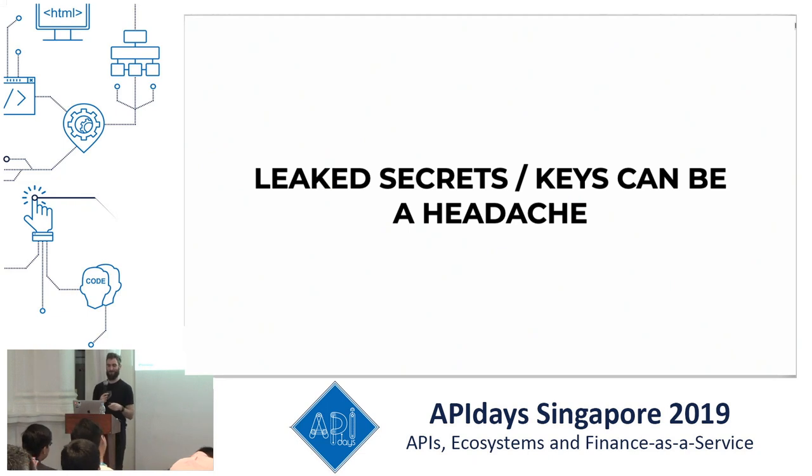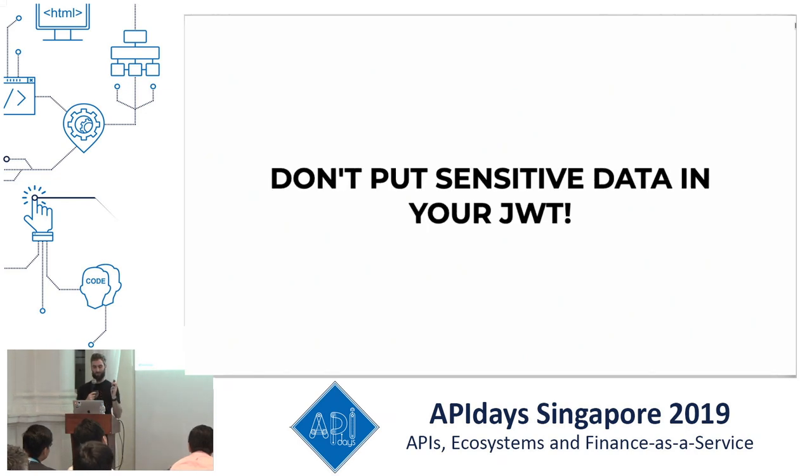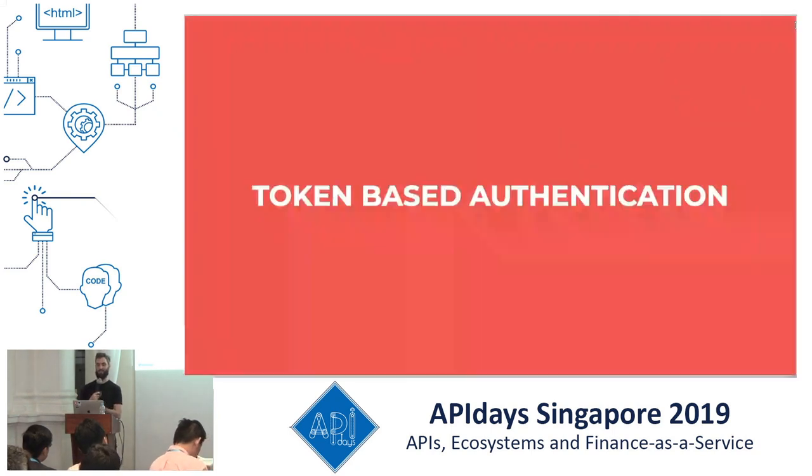So keep them secure, but I think this is common knowledge that secrets and keys are supposed to be a secret, right? And then don't put sensitive data in your JSON Web Token. As I mentioned before, it's just a base64 of JSON. Everybody can decode base64 data. So don't put anything sensitive in there.